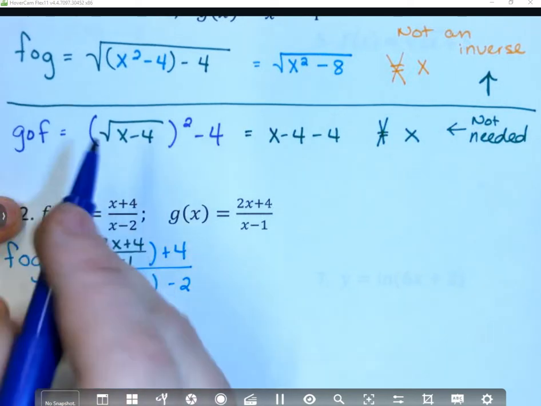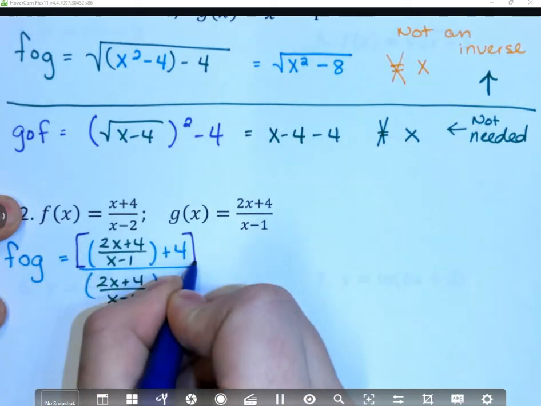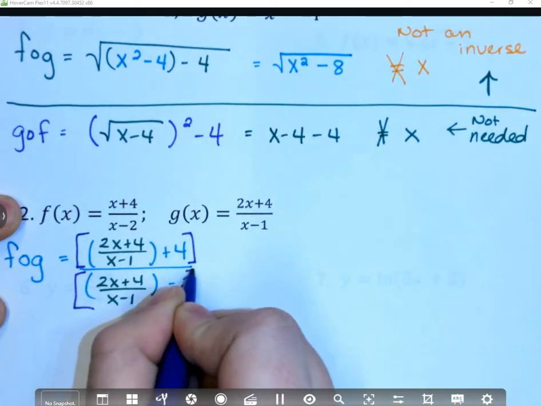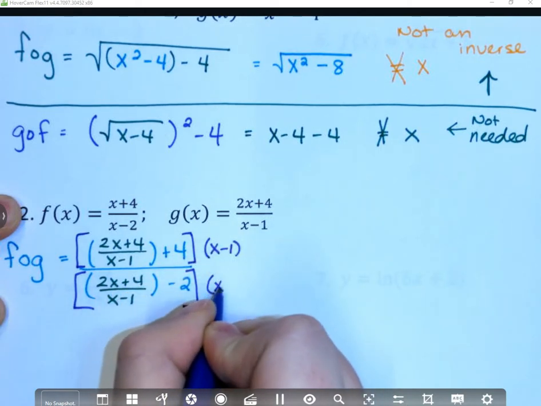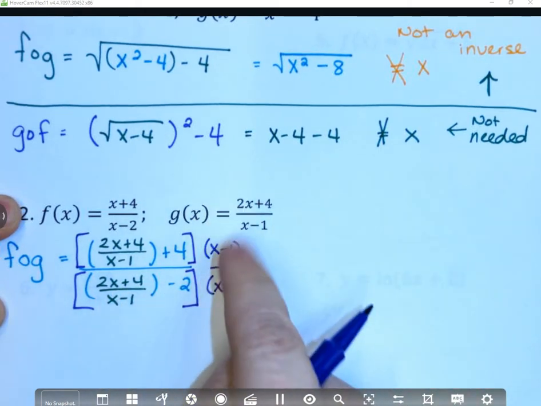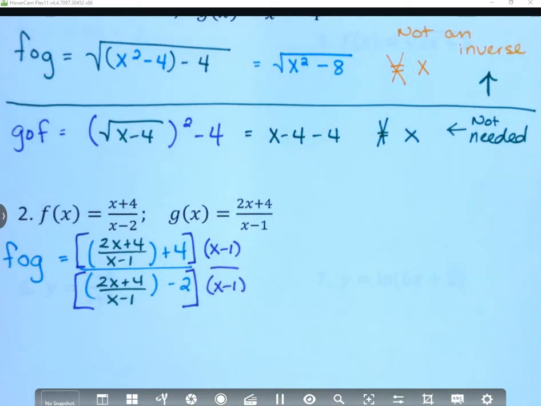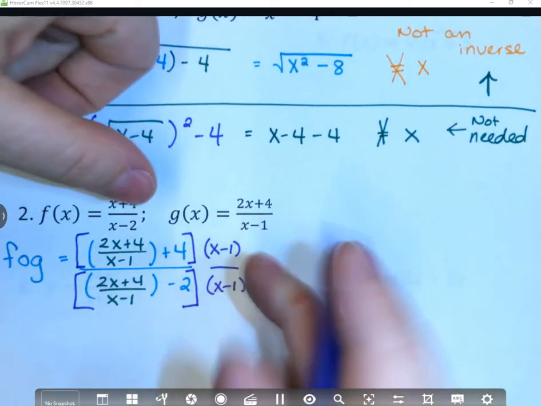So we're going to take all of the top, the numerator, and all of the bottom, the denominator, and I'm going to times the whole thing by x minus 1 over x minus 1. Because basically I'm just multiplying here by 1. So I'm not changing the value, but I'm changing the way it looks. This is going to clear our fraction.